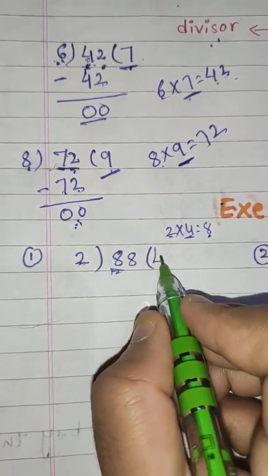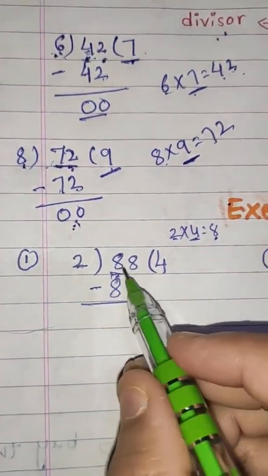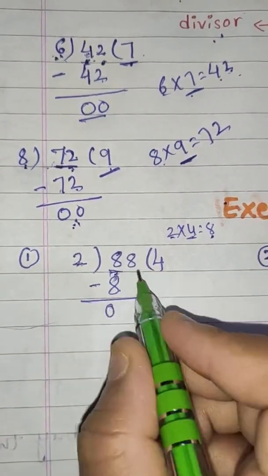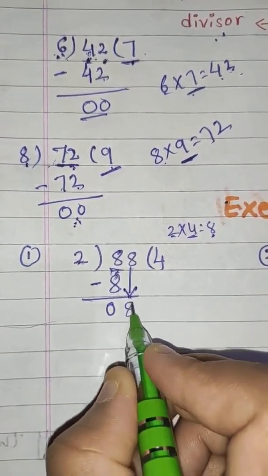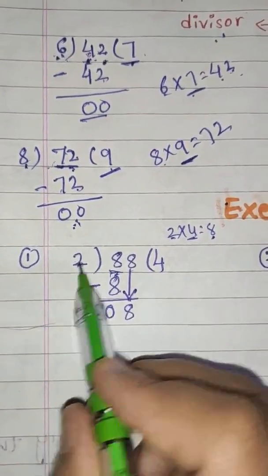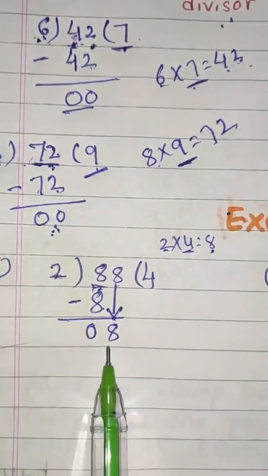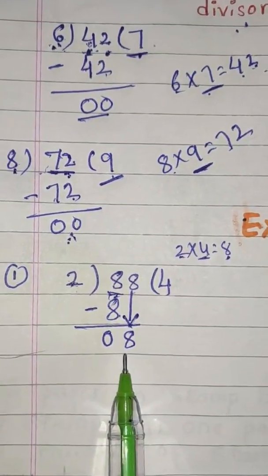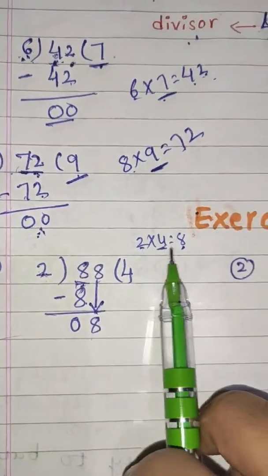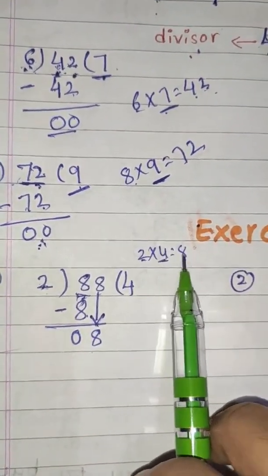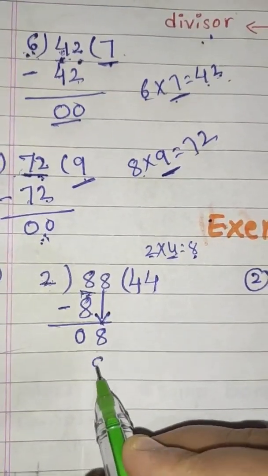So we'll write here 4. 2 4s are 8. Yes. So 8 minus 8 is 0. So bring this 8 down. So write here 8. Now count the 2 table to get the number 8. 2 1s are 2, 2 2s are 4, 2 3s are 6, 2 4s are 8. So 2 4s are 8. We have multiplied 2 4 times to get 8.